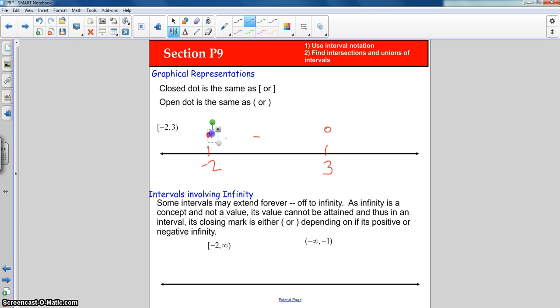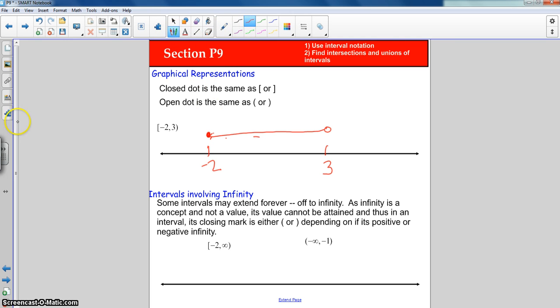And then graphically, to indicate that I have an interval, I have to take the line between the 2 points. Oh, and I did that incorrectly. Let's erase a little bit here. Okay, so you just join the two dots with a line.